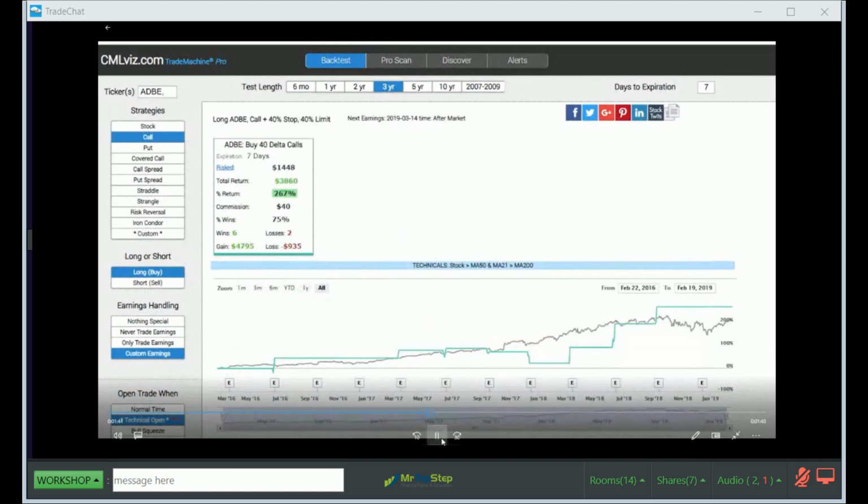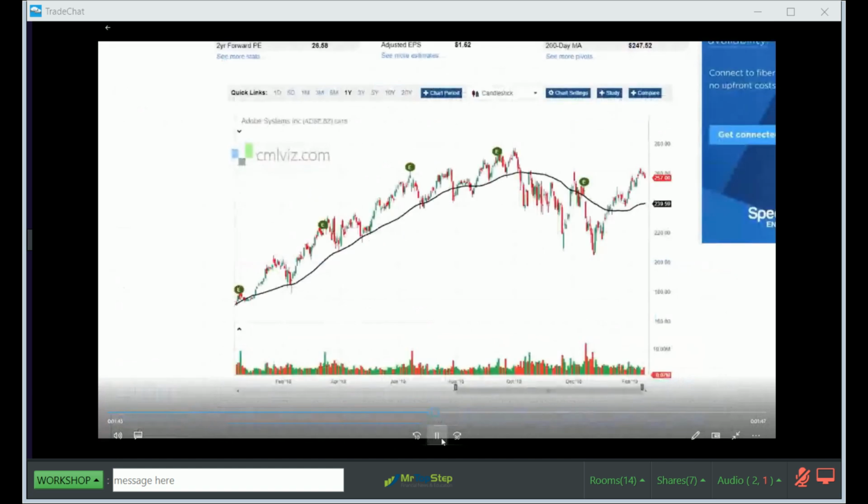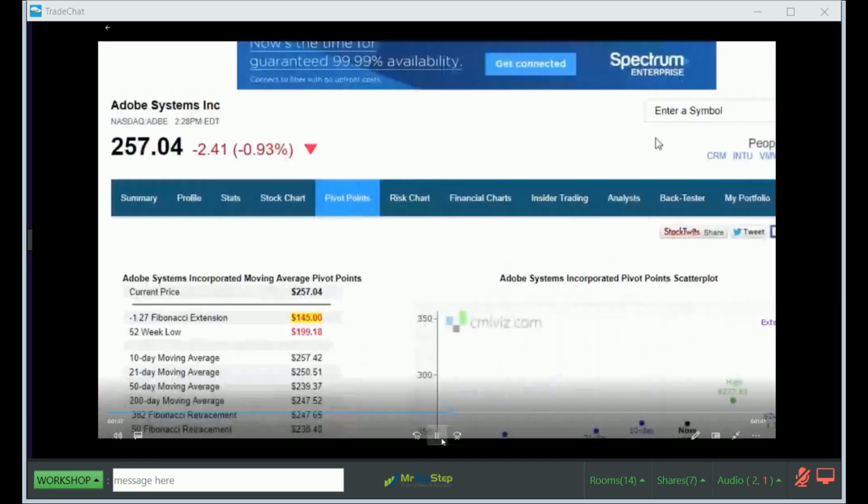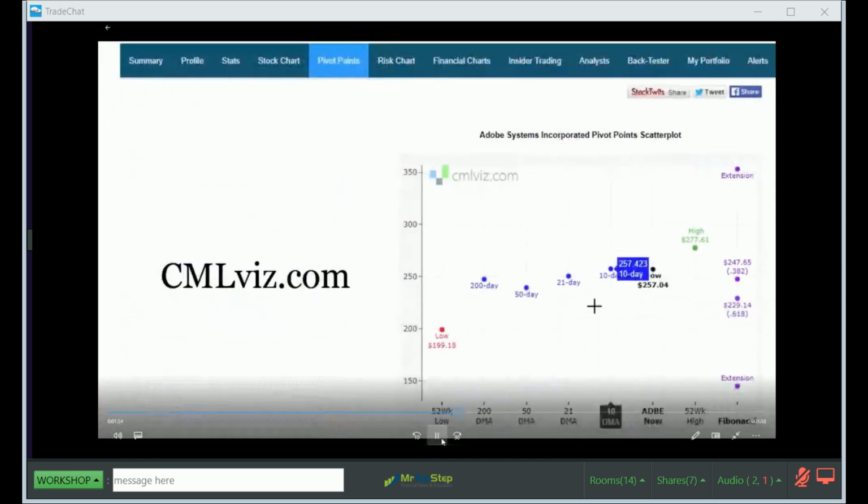So I'll go to cmlviz.com. cmlviz.com is like Yahoo Finance, but better. I'll look at the pivot points. And here I can see the stock right now is above the 50-day moving average pretty considerably, and the 21-day is above the 200-day. So as of right now, this would trigger. Of course, we have to be 7 days before earnings for that to happen.